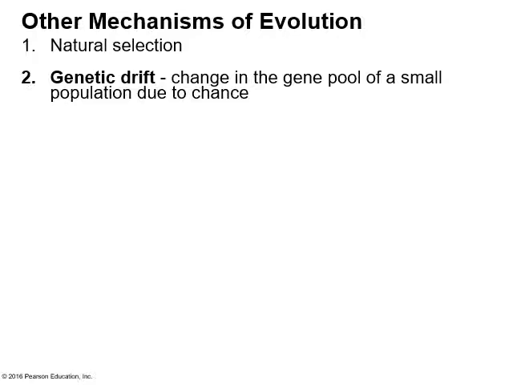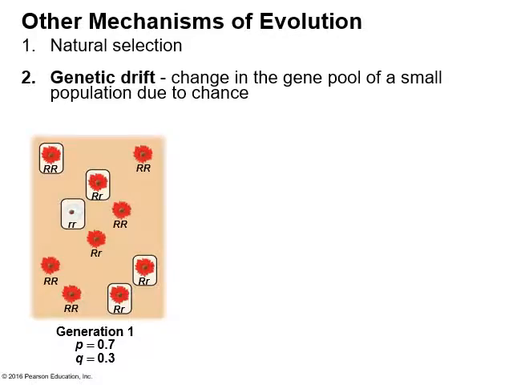Let me give you an example of this. Let's say that we have a field of flowers that are red and white, and they have two different alleles. They have the capital R allele, which makes it red, and a lowercase r allele, which makes it white. In this first year, this first generation, the ratio of red to white is 7:3. So if you count up all the capital R alleles and all the lowercase r alleles, they occur in a ratio of 0.7 to 0.3. So for every 7 capital R alleles, there are 3 lowercase r alleles.